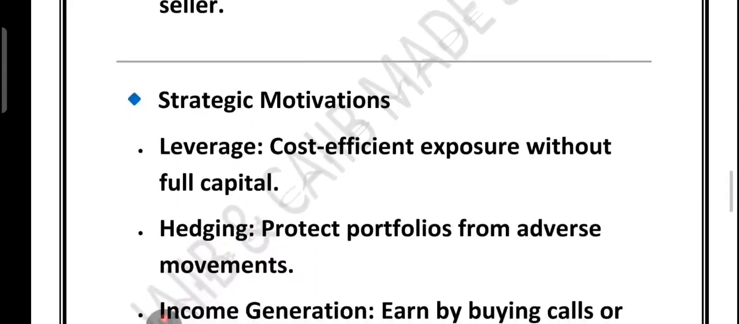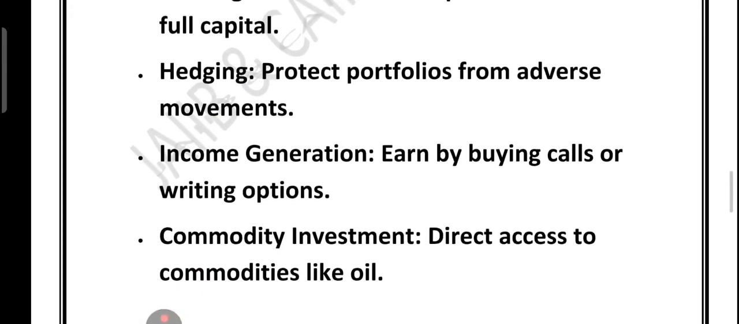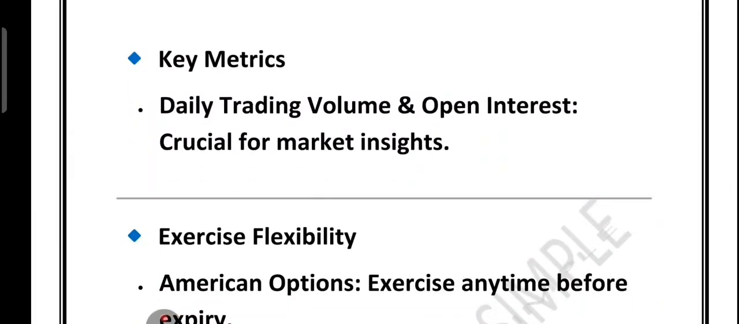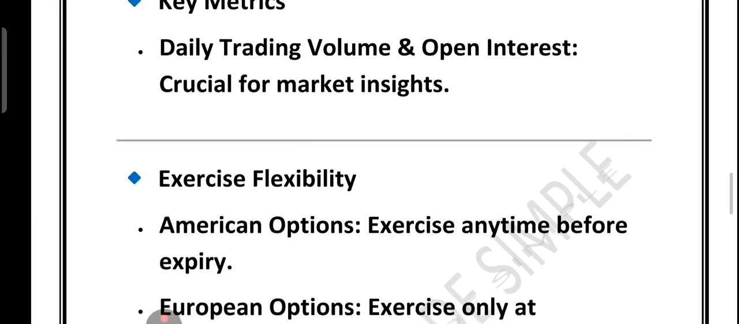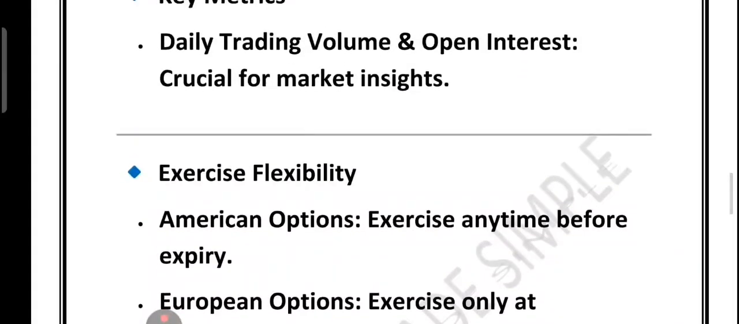Strategic motivation: an investor can use options for leverage, hedging, income generation, and commodity access. These are the keywords, right? There are some terms, two important numbers that help the trader. That's called daily trading volume, which means how many contracts are traded that particular day. Open interest. Open interest means what? The total active contracts, right?